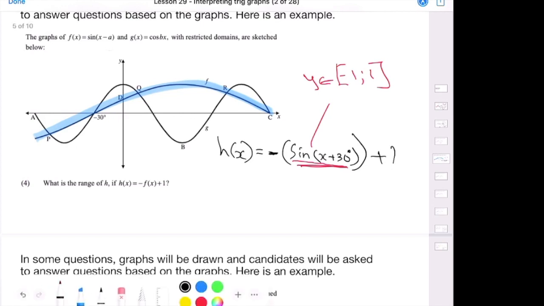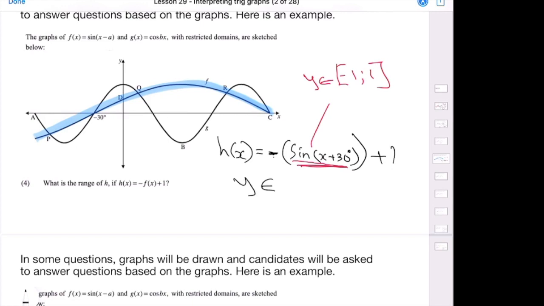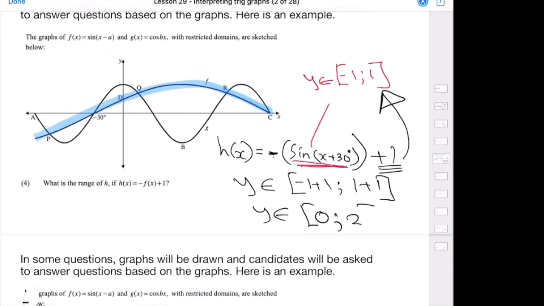But if you reflect it along the x-axis, the range will still remain as negative 1 and 1. And so the range of h should be all values of y. Now we need to just add this 1 here to each one of those values of y. And so we'll get minus 1 plus 1, and then 1 plus 1. And so y should be an element of 0 up to 2.